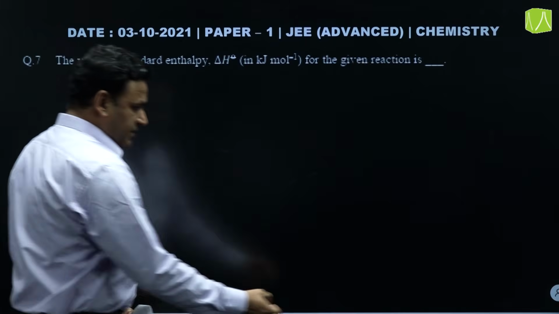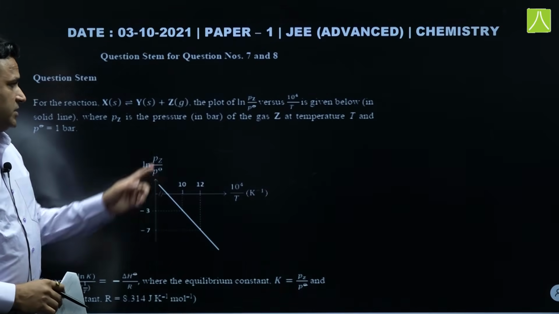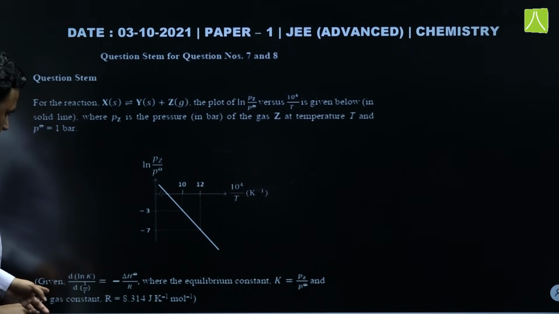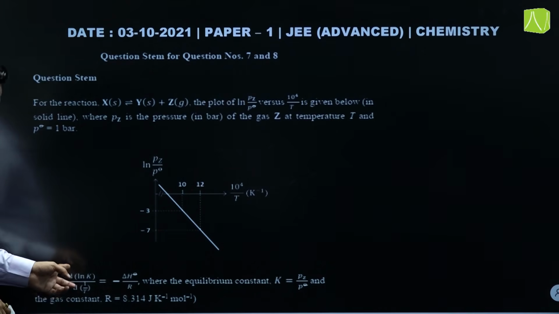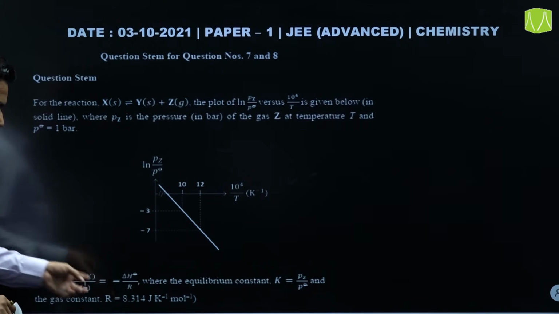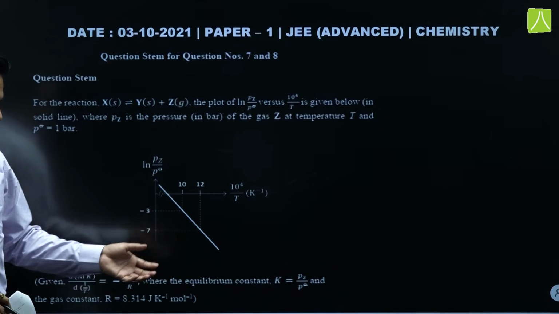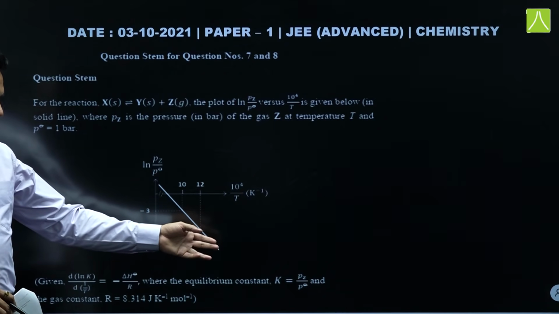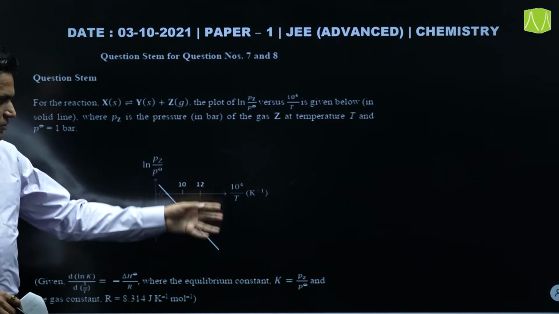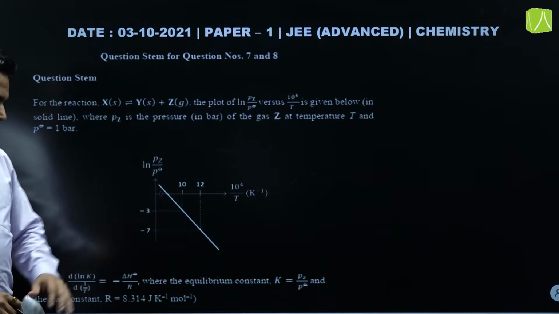So, the reaction is given to us, X solid giving Y solid and Z gas. For this reaction, we want to calculate delta H naught. This equation is also given to us, d ln k by d of 1 upon T is equal to minus delta H naught by R. So, this equation is already known to us. The equilibrium constant is equal to the partial pressure of Z only, that fact is also known to us. So, we have to read this graph and answer the question.